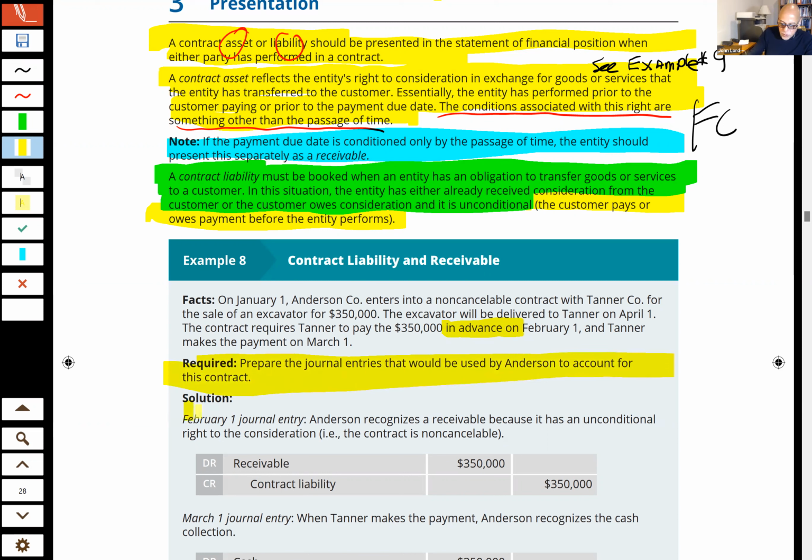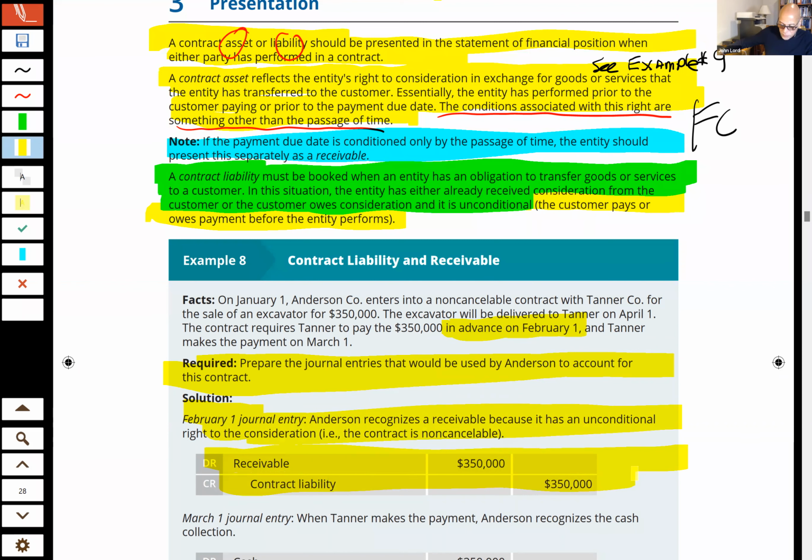On February 1st, notice guys, January 1st, nothing happens, right? It's when we start to have a requirement that they're going to have to pay me. It's what they were supposed to pay me on February 1st. They did not pay me yet. So I recognize a receivable and I credit the contract liability.